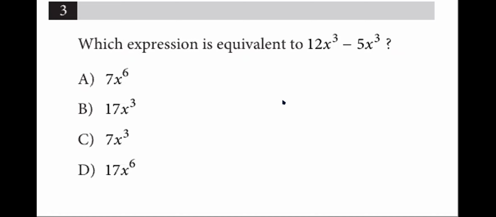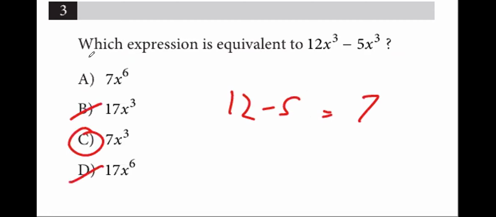So for question 3, which expression is equivalent to 12x to the third minus 5x to the third? In this case, since the x values are the same, we can just subtract the front coefficients. So 12 minus 5 is equal to 7. So the correct answer would just be answer choice C, 7x to the third.